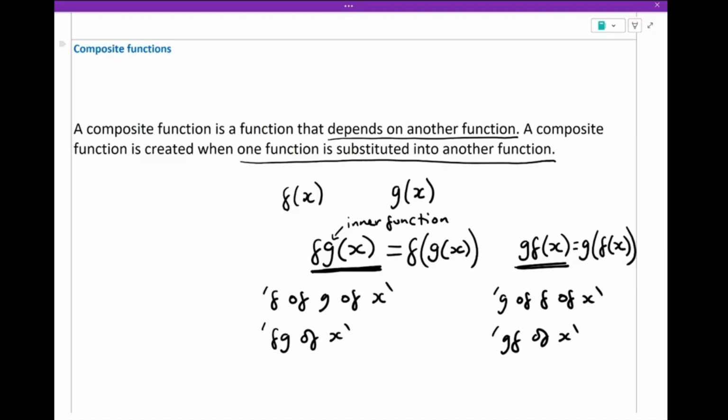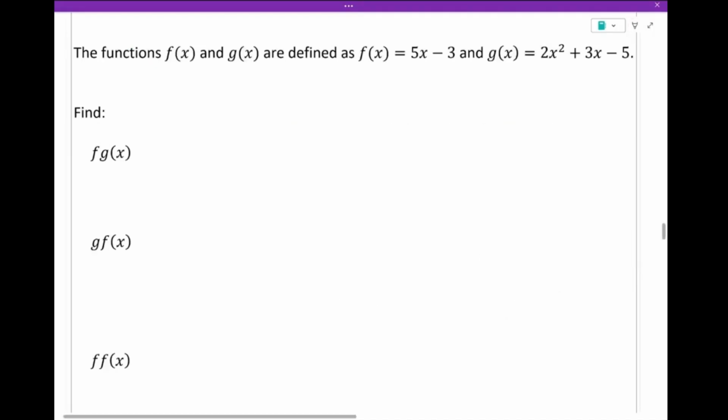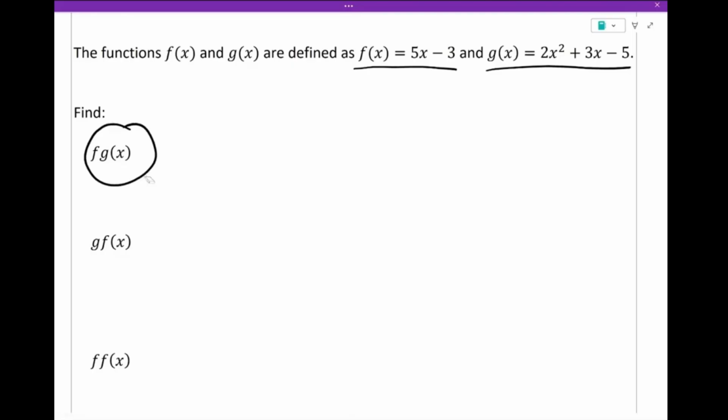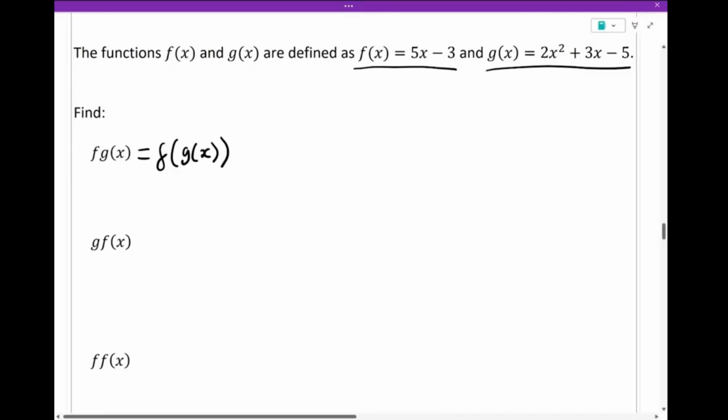So now let's have a go at actually finding some composite functions. It says the functions f of x and g of x are defined here. So we've got the function f of x and the function g of x. Now the first composite function we need to find is fg of x. So I'm going to start by rewriting this in my preferred notation. I am going to put brackets around the g of x, my inner function. So I'm going to write f and then open brackets and then write out the rest of the statement, which is g of x, and then close brackets. Because this makes it very clear I need to substitute g of x into f of x.